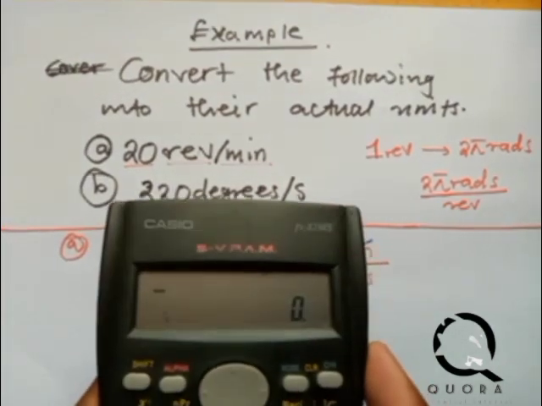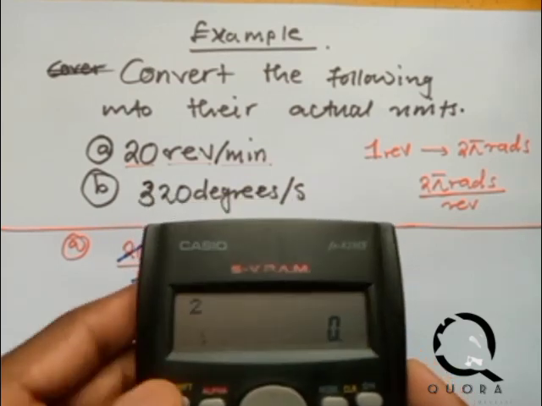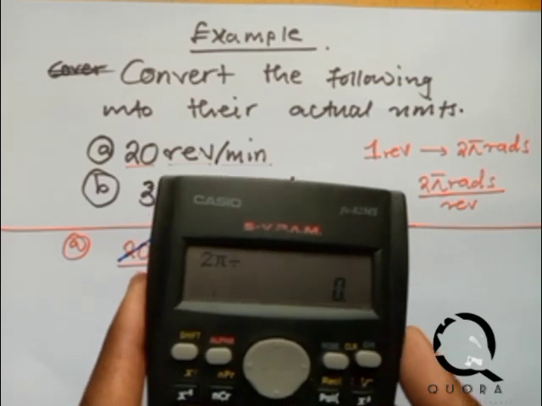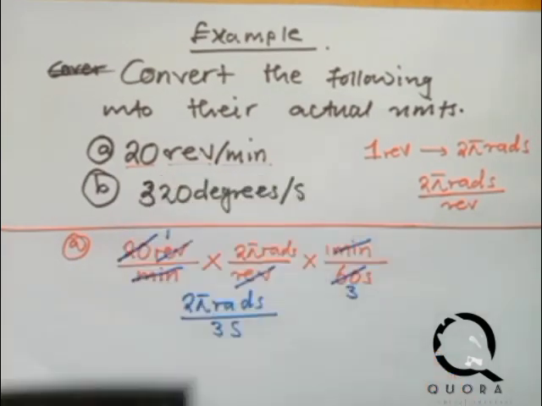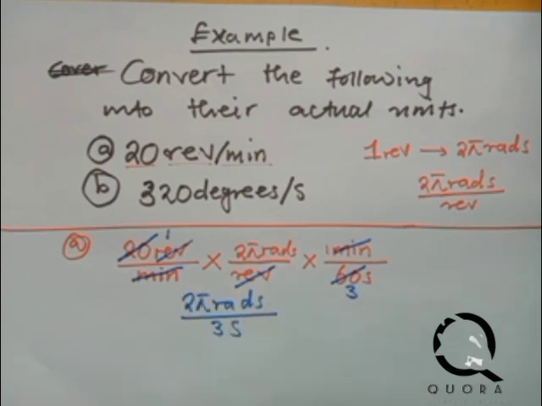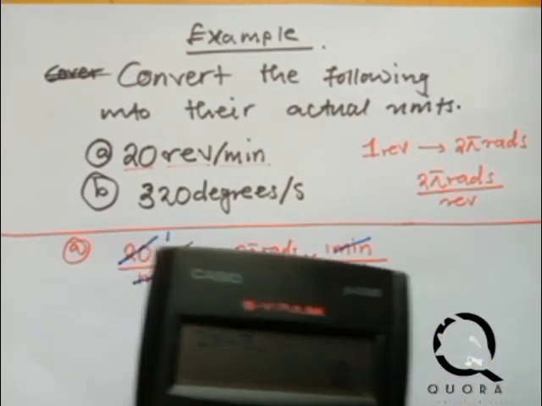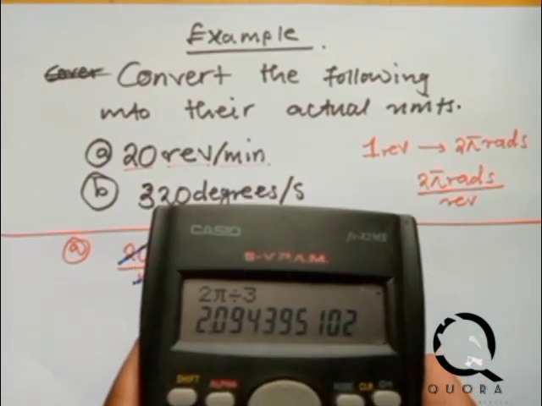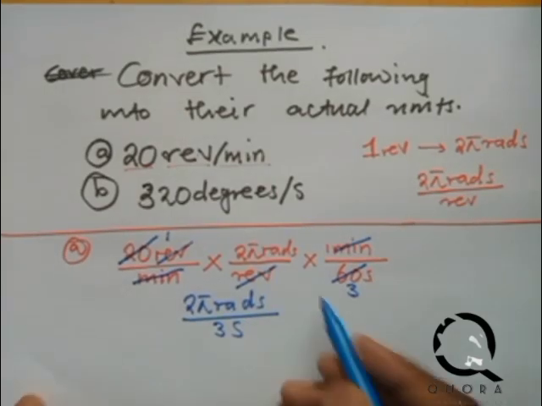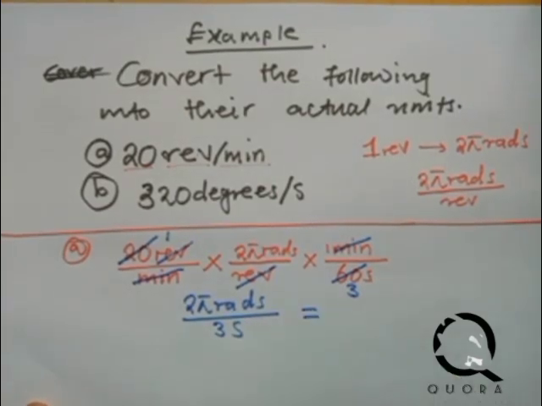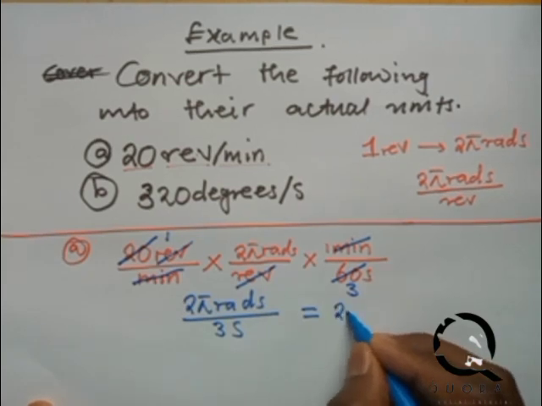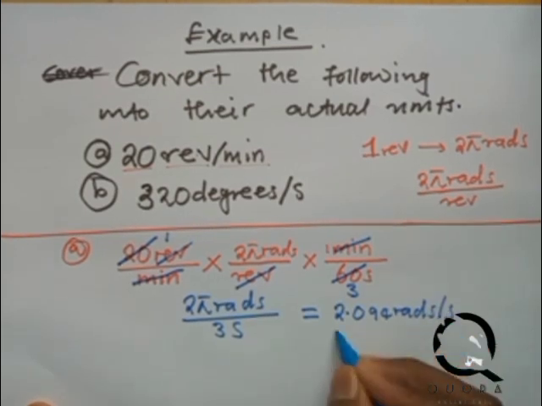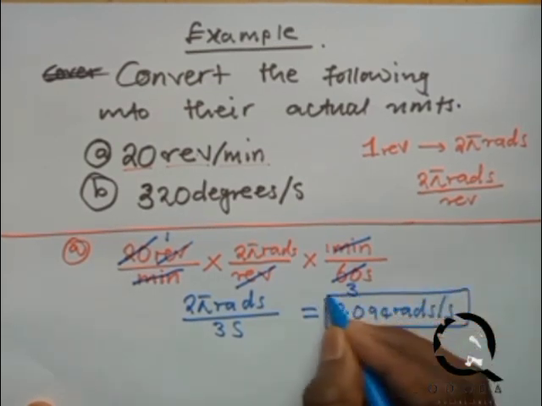Calculator, very, very useful. So we are going to say 2, then you go on shift, pi over 3. Just deal with numbers because units are not even important at this moment as you are trying to calculate. So we are going to have 2.094, and the actual answer after converting 20 revolutions per minute is 2.094 rads per second, meaning that this is supposed to be the speed we are talking about.